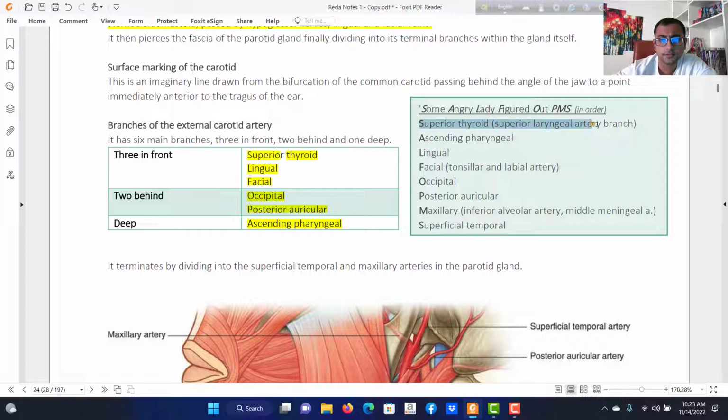Superior thyroid, this is the first branch, and the ascending pharyngeal, the deep branch; lingual, anterior branch; facial, with tonsillar and labial arteries; occipital, and posterior auricular; and maxillary, that is inferior alveolar artery, middle meningeal artery. Those all come from the maxillary artery, and the superficial temporal gives supply to the exterior of the scalp.